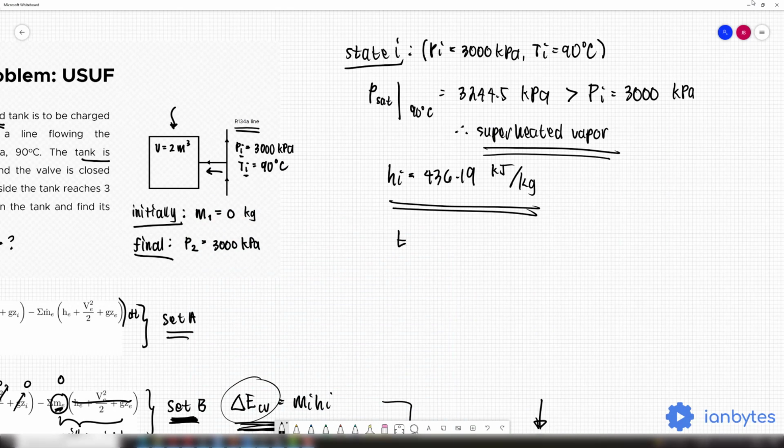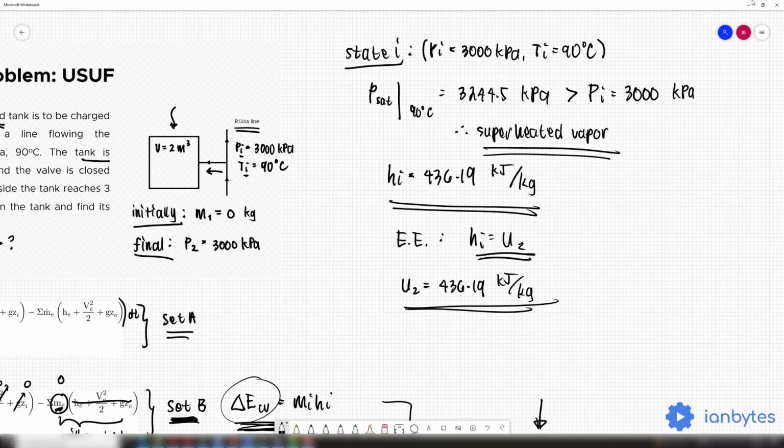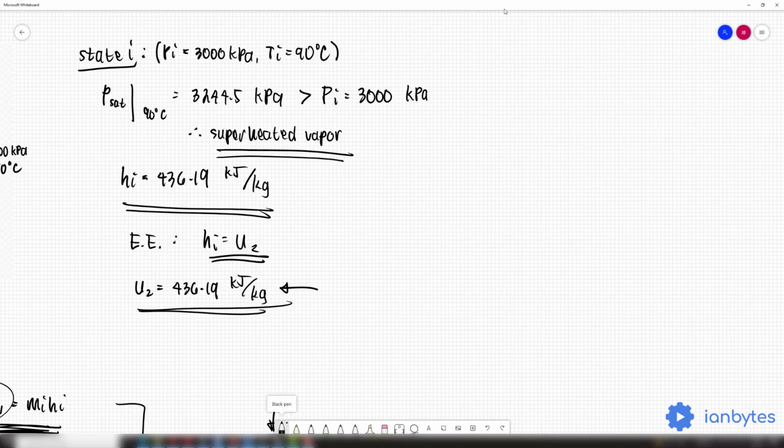And from our energy equation and mass balance equation, again, we have h1 is equal to u2. Which means that the value of u2 is equal to 436.19 kilojoules per kilogram as well. So this value will help us on fully defining state 2. So let's proceed with our second state. Meron tayong state 2, at alam natin na yung ating pressure at state 2 is just equal to 3,000 kilopascals. Also, our internal energy u2, based on our derivation a while ago, it's just equal to 436.19 kilojoules per kilogram.